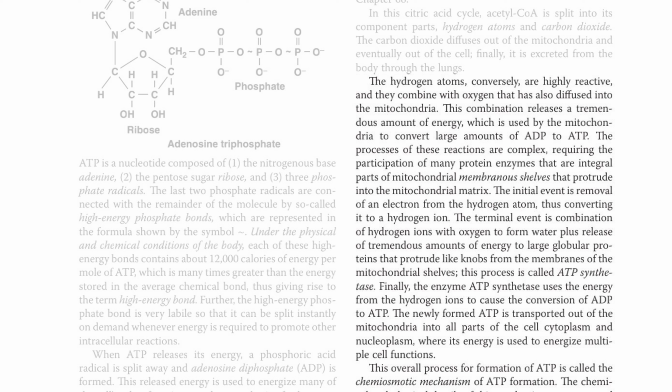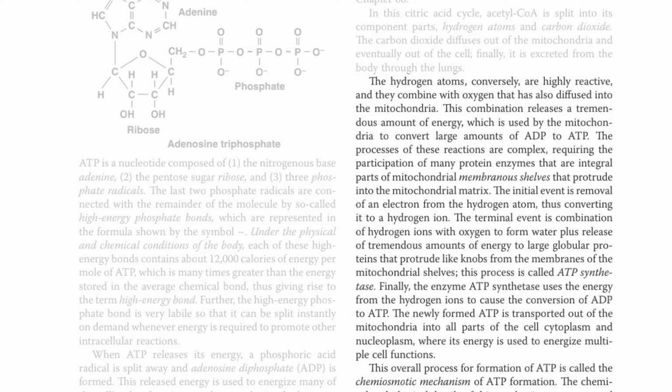The initial event is removal of an electron from the hydrogen atom, thus converting it to a hydrogen ion. The terminal event is combination of hydrogen ions with oxygen to form water, plus release of tremendous amounts of energy to large globular proteins that protrude like knobs from the membranes of the mitochondrial shelves. This process is called ADP synthetase. Finally, the enzyme ADP synthetase uses the energy from the hydrogen ions to cause the conversion of ADP to ADP.